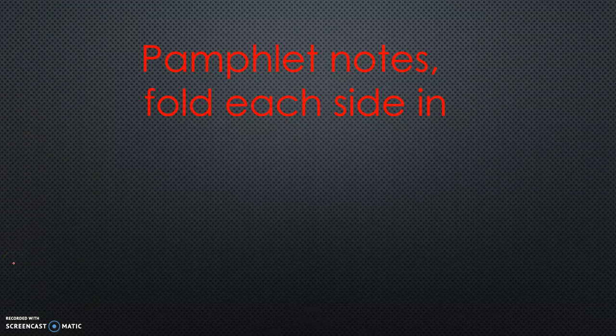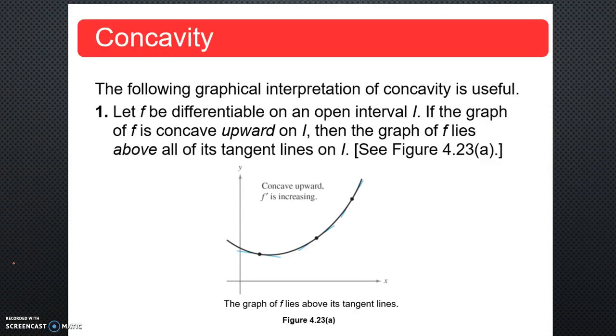First, look at your notes. It's just going to fold into a pamphlet. So have example 1 and 2 face up facing you. Fold the right flap in and then fold the left flap so that 4.4 concavity title is on top.